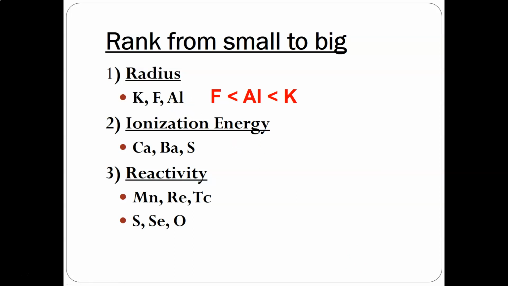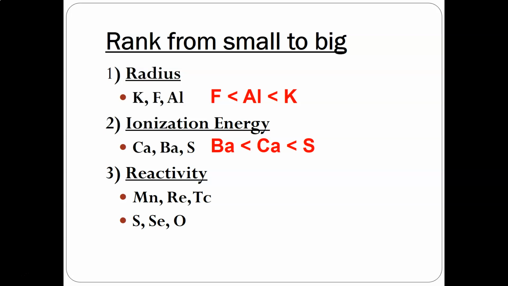Ionization energy is going to have the opposite pattern, right? The smallest is going to be in the bottom left corner, and the biggest is going to be in the top right corner. So when you look for these elements, you're going to see that barium is in the bottom left. As I scan the periodic table, I'm going to notice, well, calcium is above it, so that makes it a little bit higher. And then sulfur is all the way in the top right corner, so that will have the highest ionization energy.